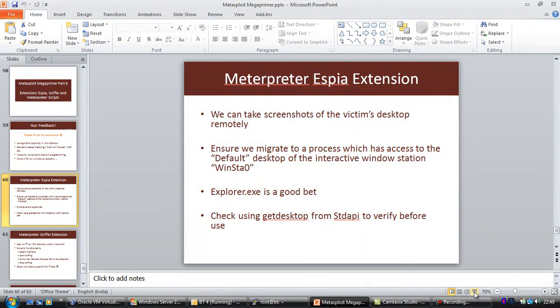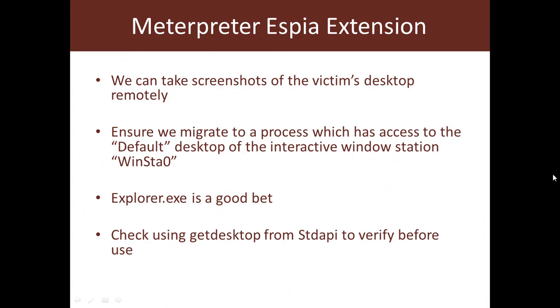The Espia module extension can be used to take screenshots. It can be used to record audio as well as use the webcam. However, I guess the recording of the audio and using of the webcam is not very stable, right? Because of which currently I do not think those commands are really well supported by the extension. So what we will do in this demo is just take a screenshot.